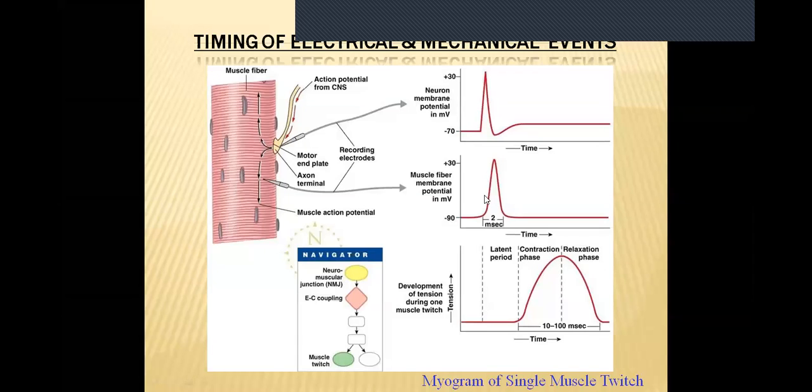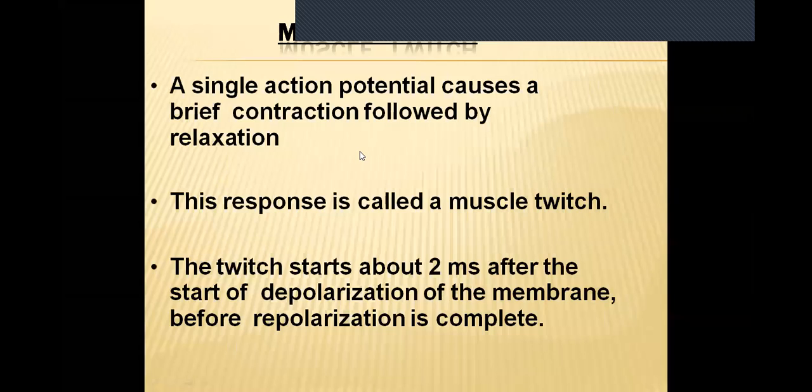So these are the three events that will take place in muscle contraction: two electrical events and one physical, or mechanical, event. Next, coming to our first topic, muscle twitch. As I have already told, it is the response of a muscle fiber to a single action potential. When a single action potential is given to the muscle fiber, it will contract one time, and immediately after contraction is over, it will relax. So one contraction and one relaxation is called a muscle twitch.